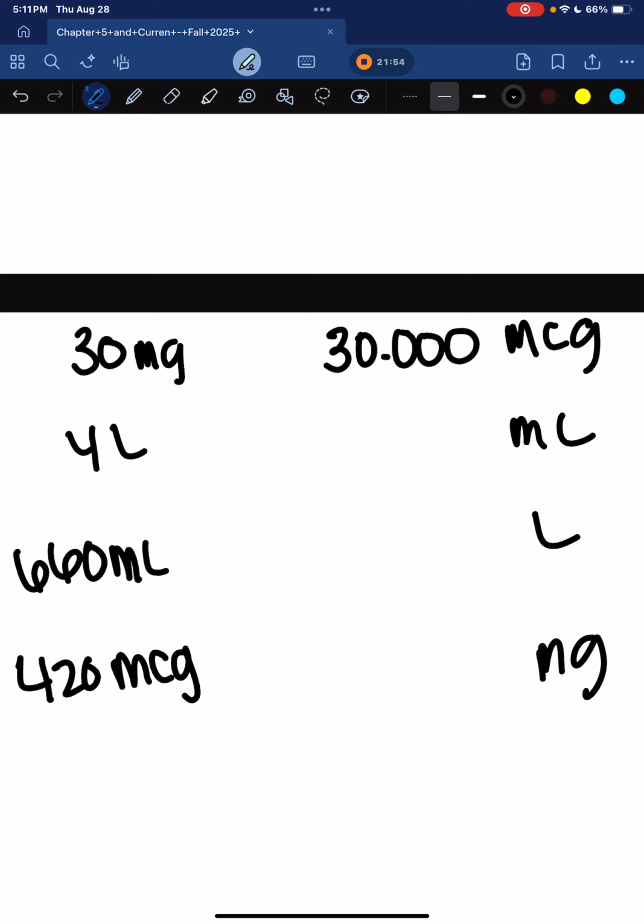30,000. How many milliliters is 4 liters? 4,000. 4 big full IV bags of a liter each are 4,000 milliliters. Now we're going to go from smaller to larger. Now we're going to go in the other direction. How many liters is 660 milliliters? 0.66. Okay, right, you don't put the trailing 0. Okay, and what about 420 micrograms? How many milligrams is that? 0.42. Great.